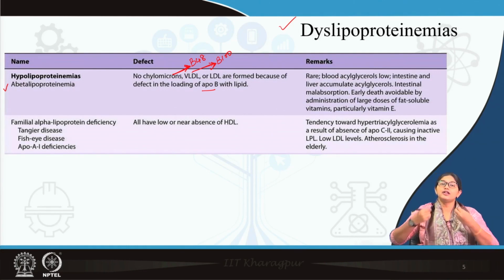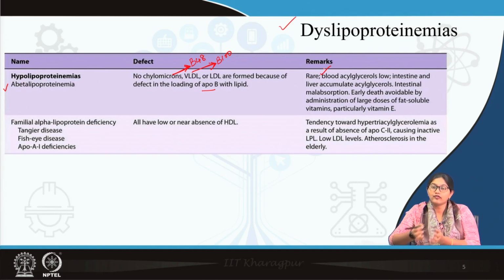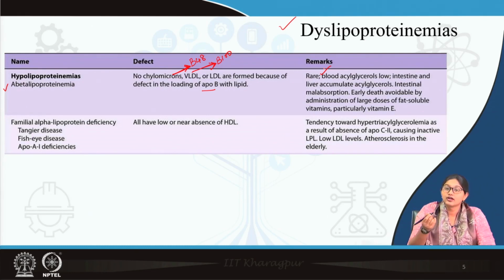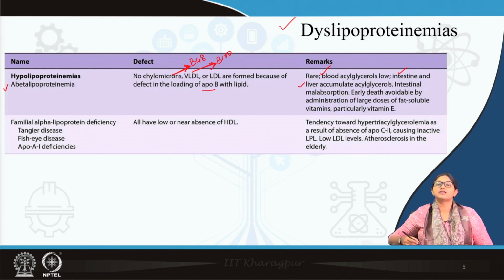So, what will happen? There will be reduced concentration of chylomicron, VLDL and LDL, because there is no apoprotein B. In blood, acylglycerol concentrations will be very low. So, there will be accumulation of those lipids or acylglycerols in those organs where chylomicron and VLDL were synthesized. Chylomicrons were synthesized in the intestine and VLDL in the liver. Because the triacylglycerol cannot come into the circulation through chylomicron or VLDL, they will be accumulated inside the intestine and liver. So, there will be intestinal malabsorption. Those lipids cannot be absorbed and cannot enter the circulation.